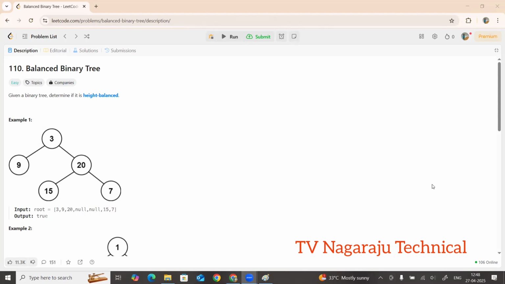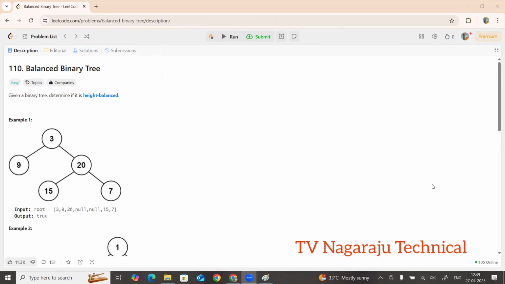Here the condition is you need to determine if it is height balanced. What is the meaning of height balanced? Read the question. A height balanced binary tree is a binary tree in which the depth of the two subtrees of every node never differs by more than one, meaning the difference between the left subtree and right subtree of a node is not more than one.